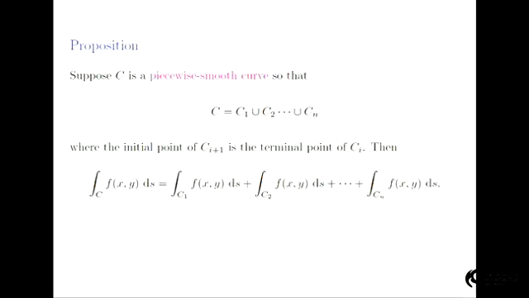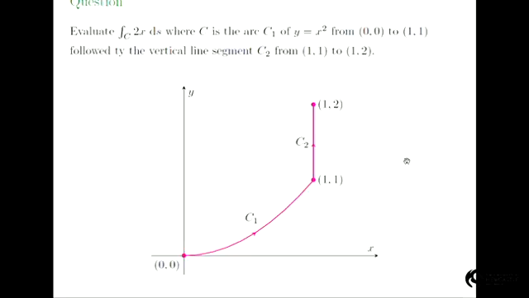Now we have this proposition: if you have some sort of curve C, which is the union of a bunch of other curves, where again, the terminal point of one of the curves is the initial point of the next, then as we expect, the integral over this curve is equal to the integrals of the individual curves summed. Here's an example of that. Suppose I give you two curves given by C1 and C2, where C1 is simply the first part of the parabola, and then we just have a vertical line. Let's try and evaluate this integral.